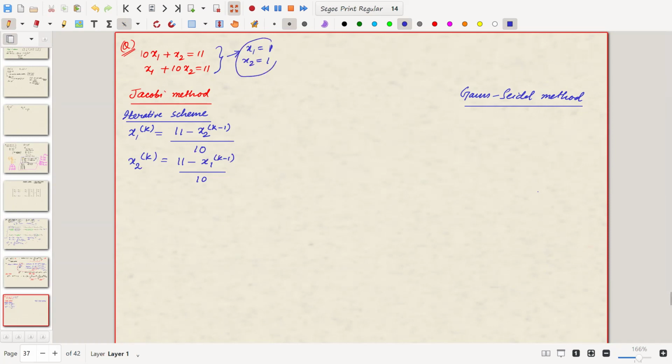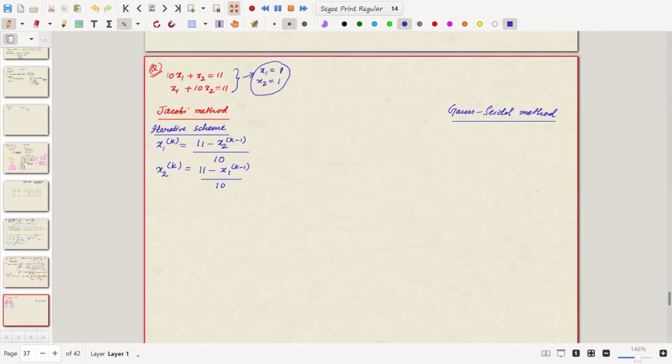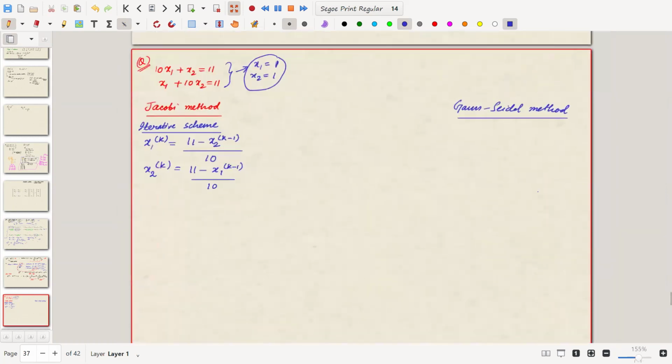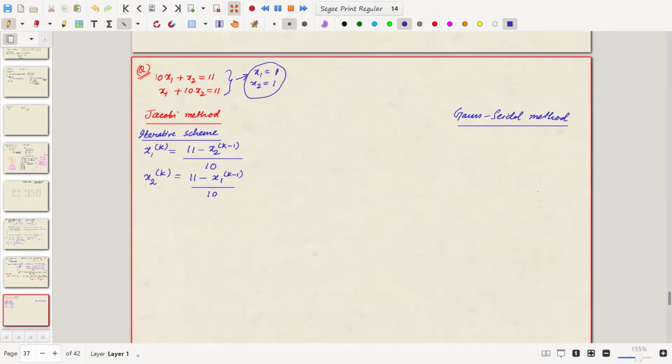Now we are understanding if the Gauss Seidel and Gauss Jacobi method will actually give you this. Okay, what I ask you is the starting guess, the initial guess. Let us say you start with initial guess x1 of 0 and x2 of 0. Then can you tell me, based on this iterative scheme, what is x1 of 1 and what is x2 of 1?